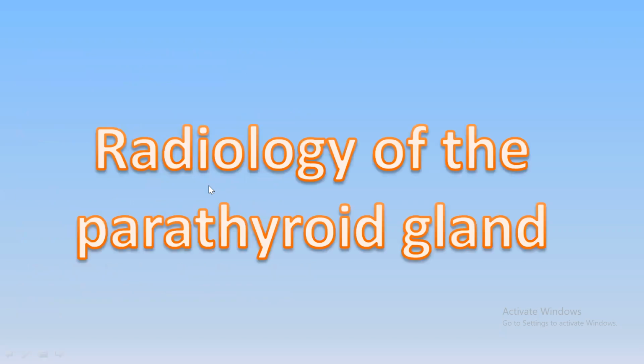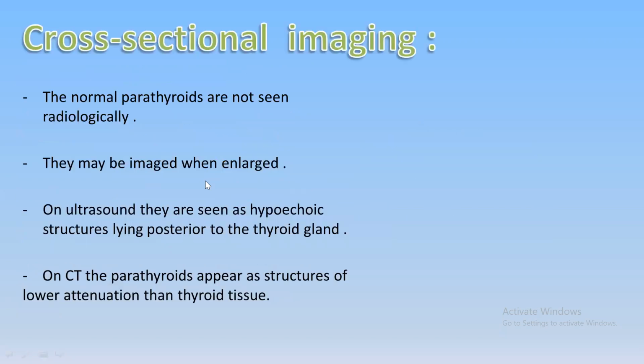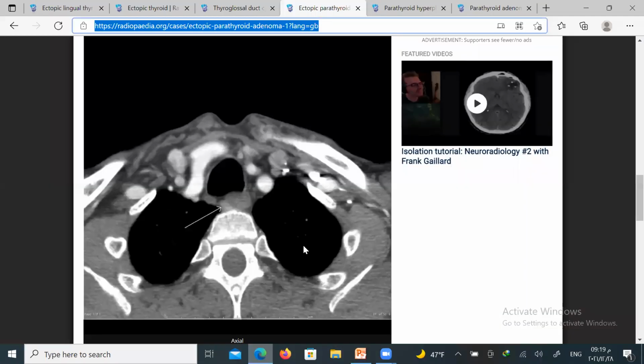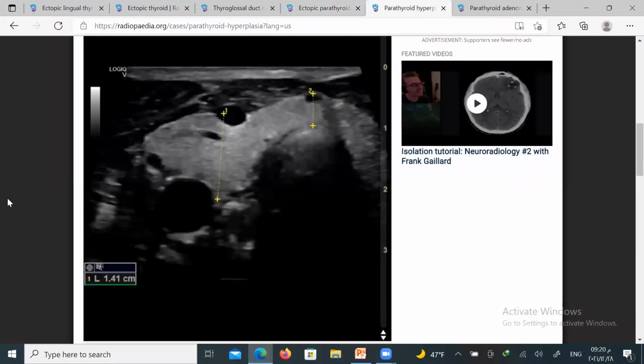Radiology of the parathyroid gland. In cross-sectional imaging, the normal parathyroids are not seen radiologically. They may be imaged when enlarged. On ultrasound, they are seen as hypoechoic structures lying posterior to the thyroid gland. Let's see a case in Radiopaedia about parathyroid hyperplasia that is seen by ultrasound.